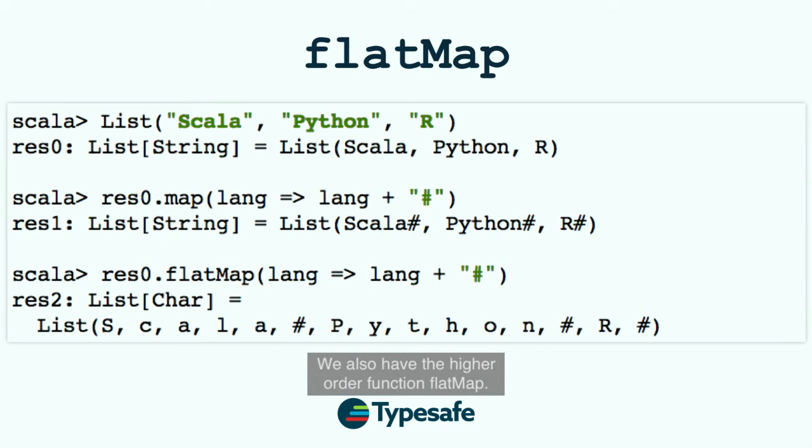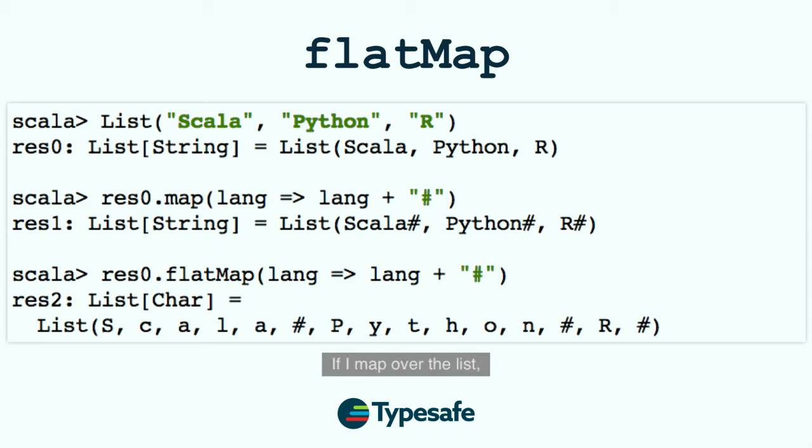We also have the higher order function flatMap. What flatMap will do is apply the function and then flatten it down one level. In this case, we have a list of strings, and each string in Scala is actually a sequence of characters. So the list is a list of sequences of characters, and two collections are in play.